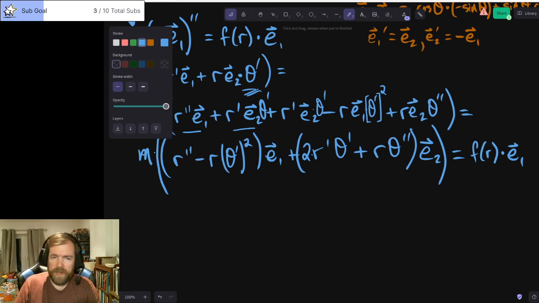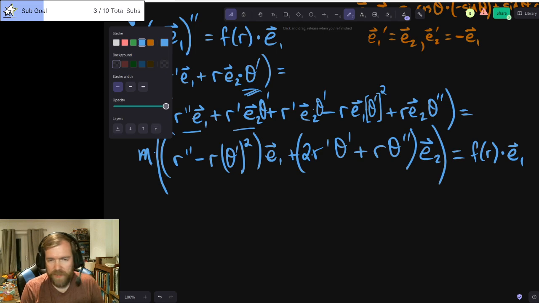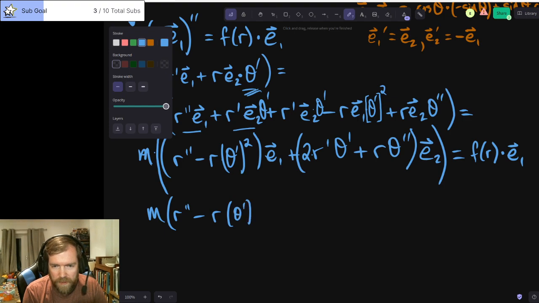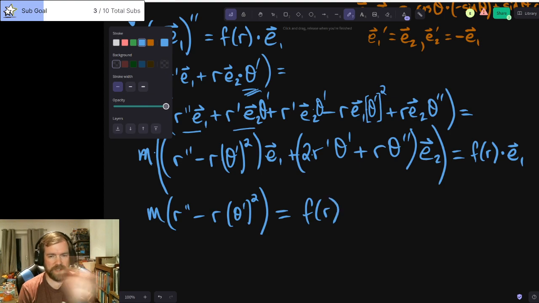Alright, so now it's down to equating coefficients again, just like we did all the way back for partial fraction decomposition, and all these other things that we absolutely love to do. Right, we end up with m times r double prime minus r times theta prime squared multiplied by E1, which on the right is going to be f of r. So our two coefficients need to be the same.